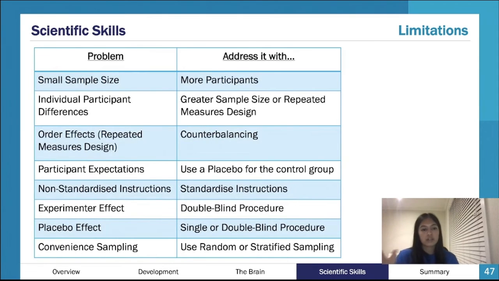This is super important. If there's one thing you remember from the scientific skills section, let it be this. Screenshot it, do whatever you have to. Know this like the back of your hand. It's on improving stuff. You'll get questions about this. Here is, we've used a repeated measures design. How can we improve it? Counterbalancing. We've used convenience sampling. How can we generalize it? Random sampling. The experimenter knew what groups people were in. They unknowingly influenced them. Double-blind procedure.